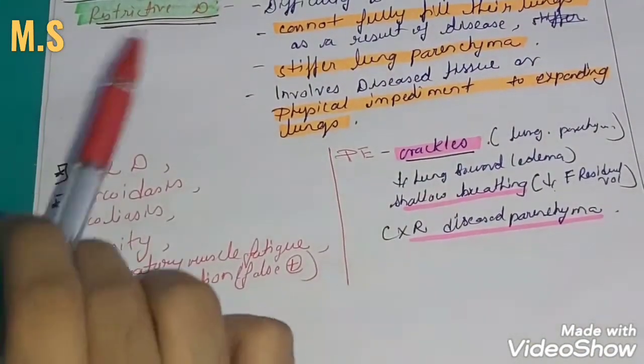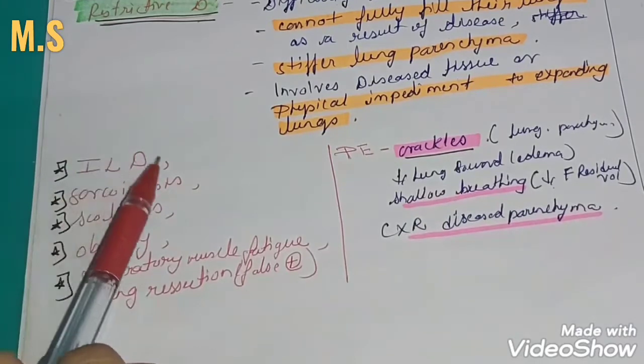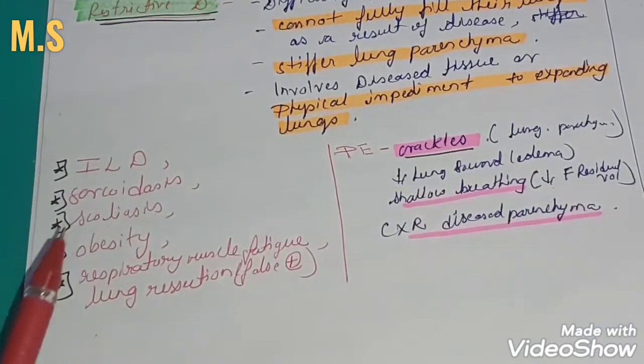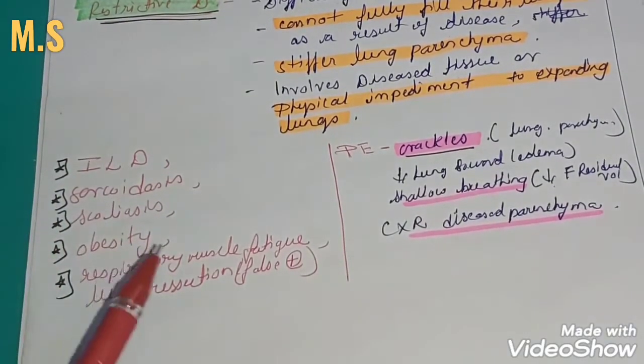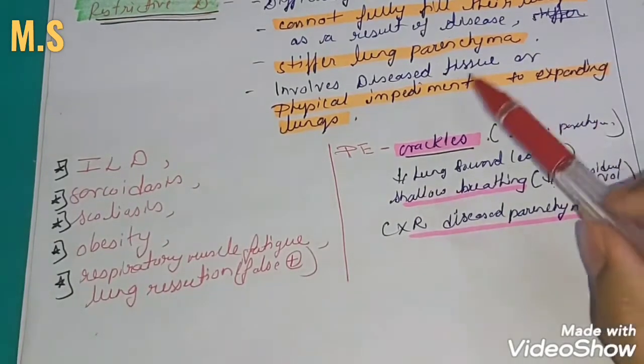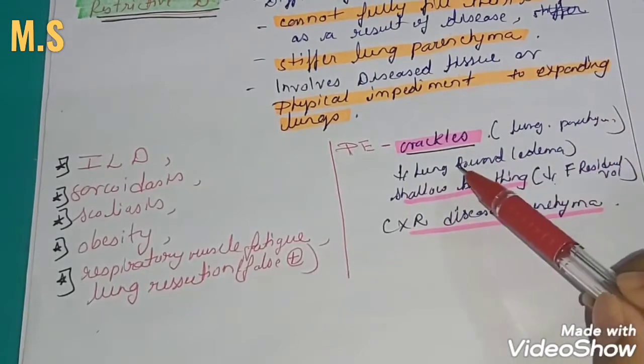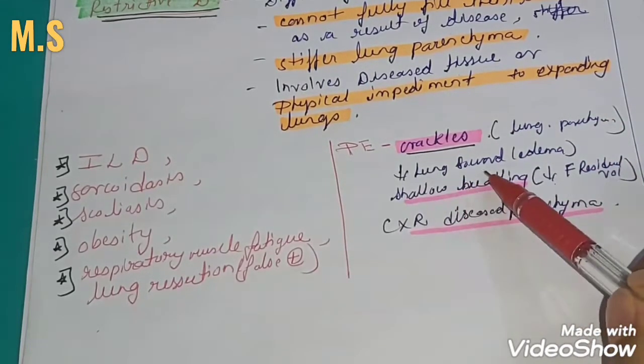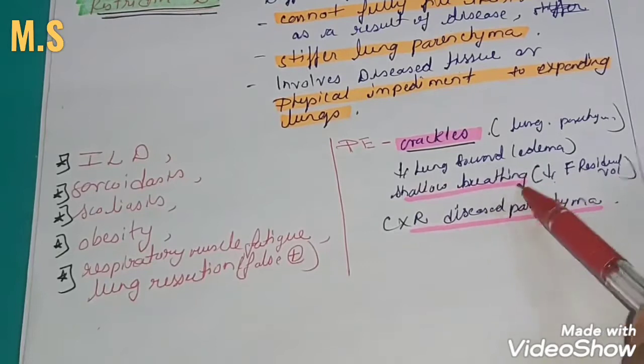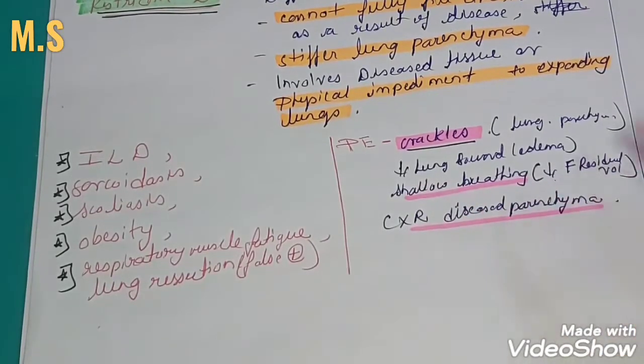And what types of restrictive disease? Interstitial lung disease, sarcoidosis, scoliosis, obesity, and many more. The physical findings in restrictive disease: we will hear crackles, there will be decreased lung sounds, and shallow breathing.